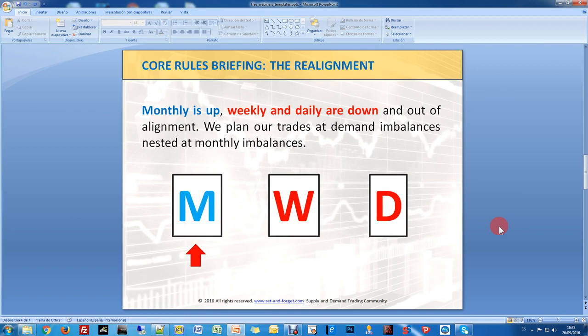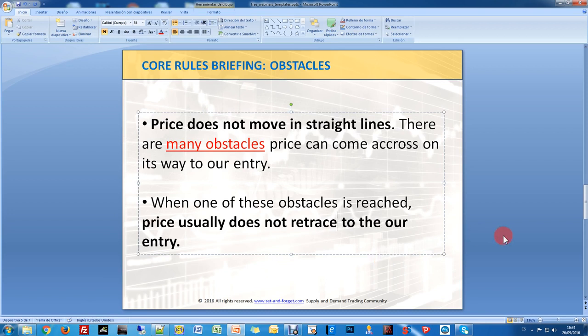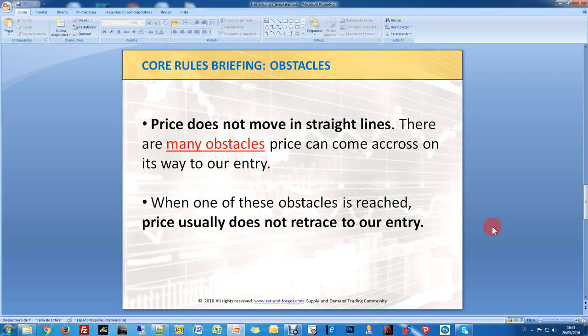Many times price does not retrace to these imbalances. Why? Because price does not move in straight lines. There are many obstacles price can come across on its way to our entry. When one of these obstacles is reached, price usually does not retrace to our entry.